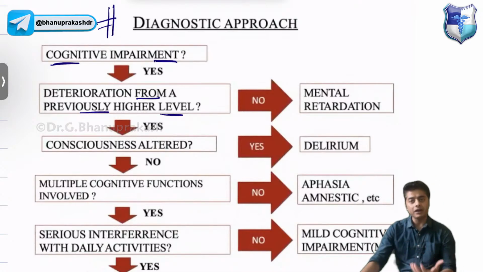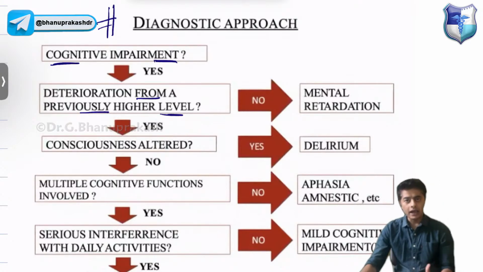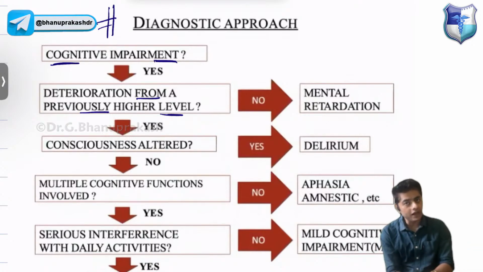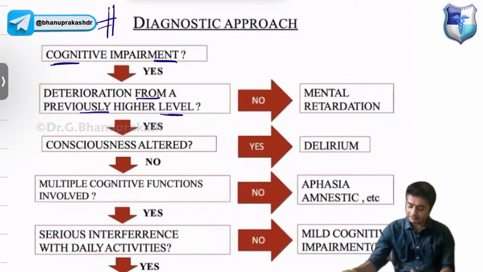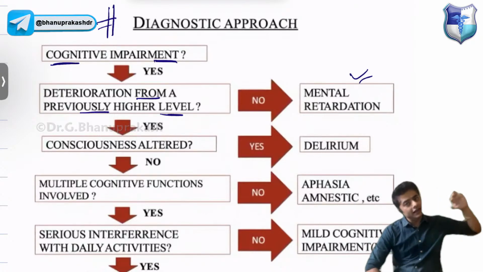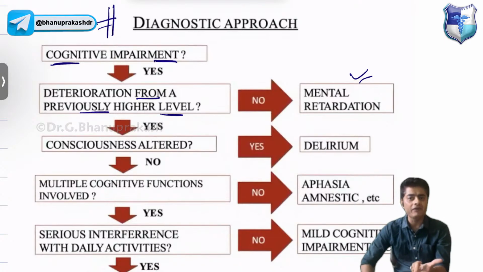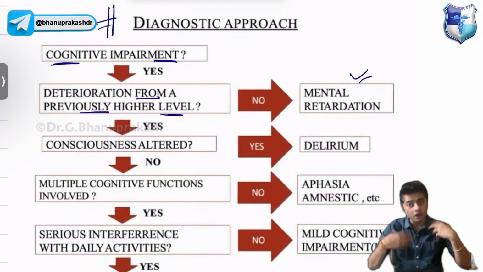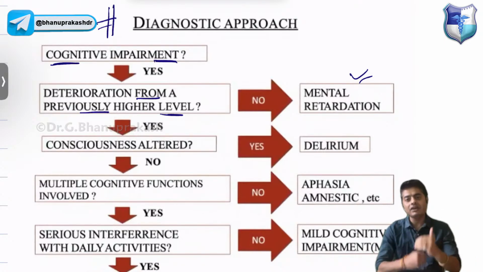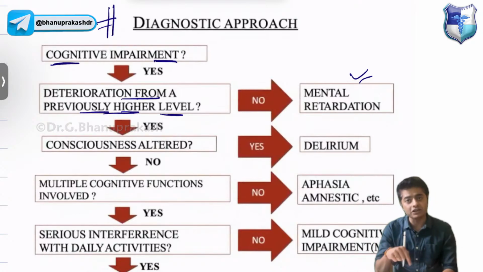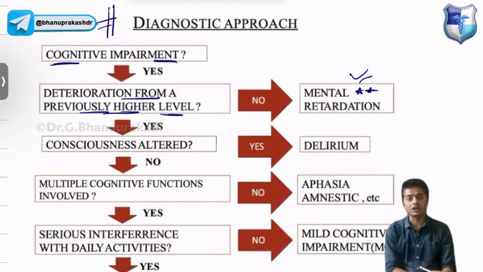It means, suppose I am coming to you and I am having cognitive impairment earlier also, and now also I'm having cognitive impairment, and these both are the same, then this is your mental retardation. But if my cognitive impairment has changed, or earlier I was normal but now I am having cognitive impairment, or earlier I had less cognitive impairment but now I have more, then I will think of other causes. So is deterioration from a previously higher level present or not? If it is not present, then it is mental retardation.